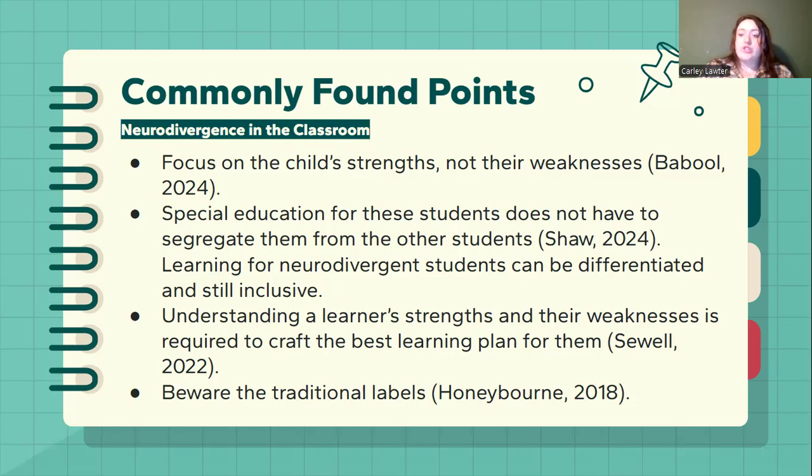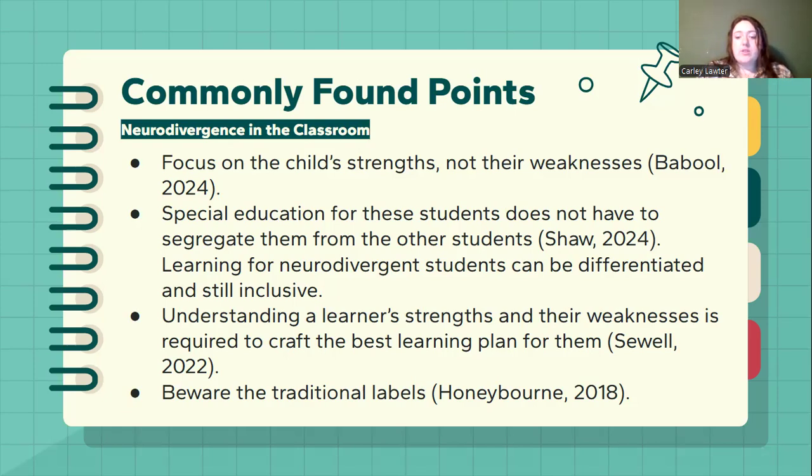It was noted in Shaw's article as well that special education does not have to segregate them from the other students. You can take your neurodivergent students and leave them in your classroom, and you can make them feel included. And there are ways to do that. A lot of it has to do with your attitude. If you treat them like they're different, then they'll pick up on that. So you need to make sure that you're differentiating for them, but don't treat different as bad. Different isn't bad.